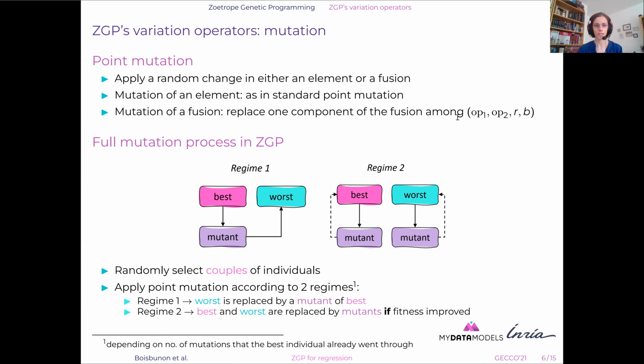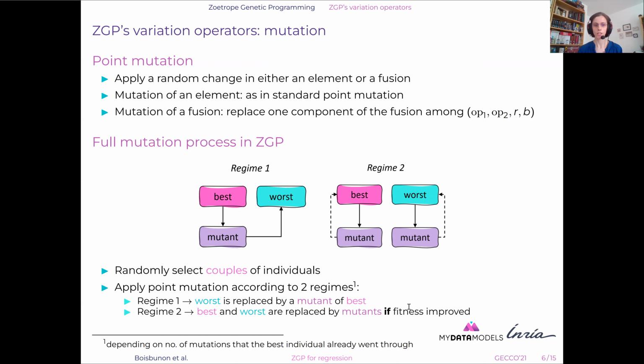But then what is non-standard in ZGP is that instead of just mutating one individual, we are considering couples of individuals. And we have two regimes. In the first regime, we will mutate the fittest of the two elements and replace the weakest, or the worst, by the mutant that was generated. And in the second regime, we mutate both elements, both individuals in the couple, and we replace each of them, but only if the fitness is improved.